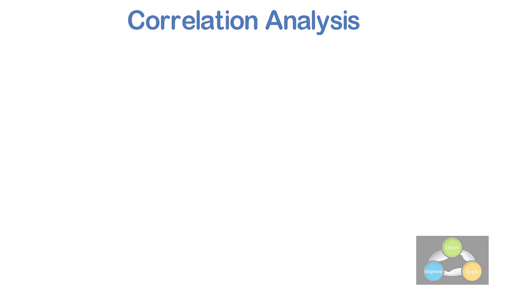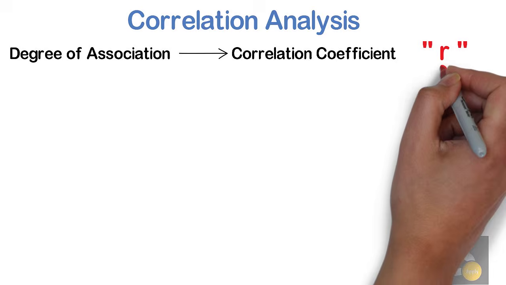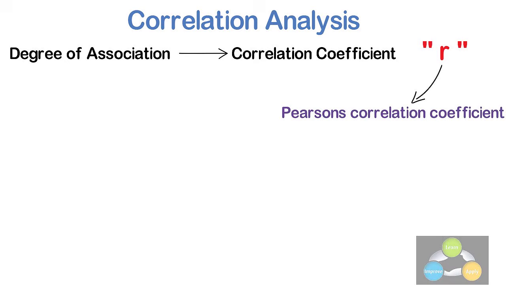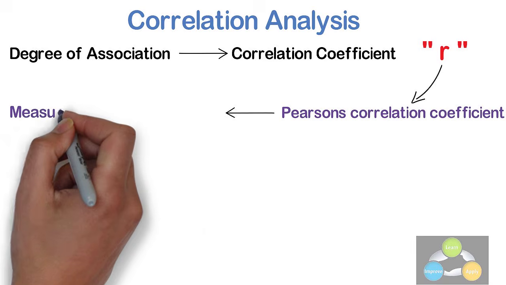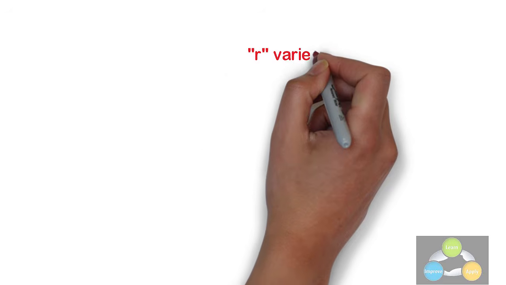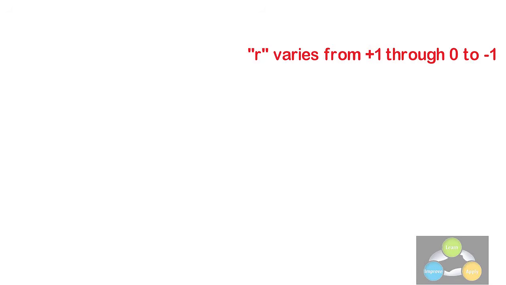Correlation analysis. The degree of association is measured by a correlation coefficient denoted by R. It is sometimes called as Pearson's correlation coefficient after its originator and is a measure of linear association. If a curved line is needed to express the relationship, other and more complicated measures of correlation must be used. The correlation coefficient is measured on a scale that varies from +1 through 0 to -1.